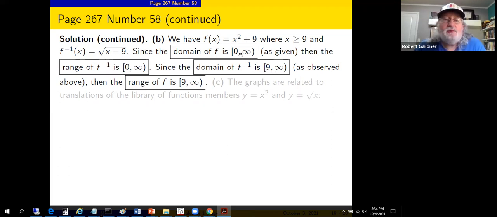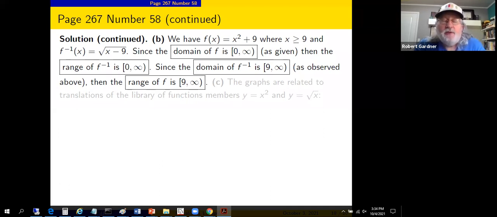Well, the domain of this one will be the range of f inverse, and the domain of f inverse will be the range of f itself. So the fact that we're good at finding domains, and the fact we're dealing with functions and their inverses, allows us to find ranges without having a graph.